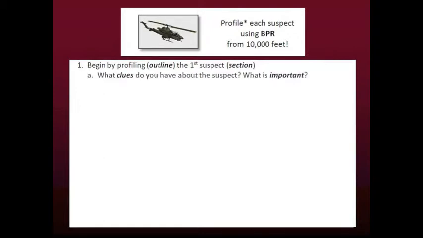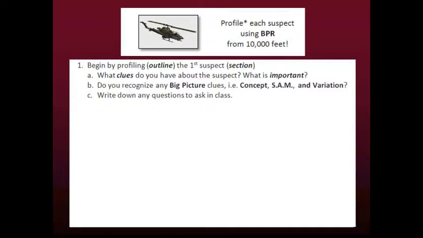What is important to know about the suspect? Look for clues. Do you recognize any big picture clues? What is the crime about? Can you identify the concept? Are there any example problems to show you the SAM, that is, the steps for solving problems? Can you see any variation in the problems? And can you see how the variation affects the SAM? Don't understand some clues? No problem. Write down any questions to ask in class.